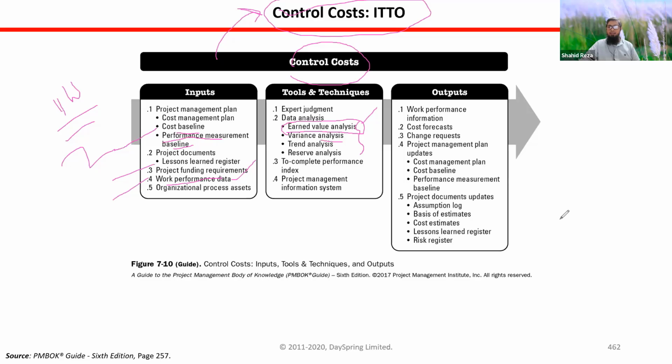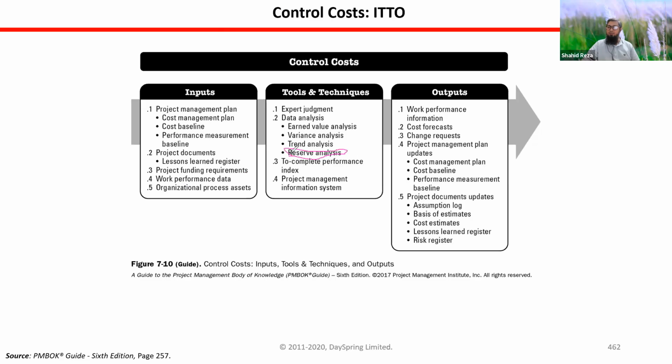Variance analysis. See, the S curve can also show you the variance, right? Trend analysis. What is the trend? In our earlier figure, we have seen the trend was very okay, but at some point later on, the trend was wrong. So you have to analyze the trend, what is happening, and also you have to adjust.